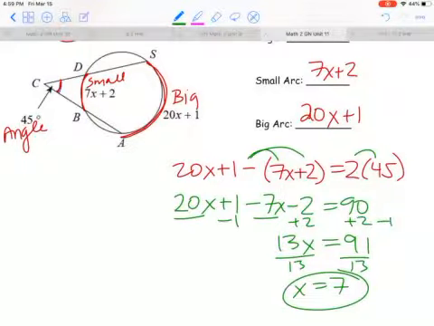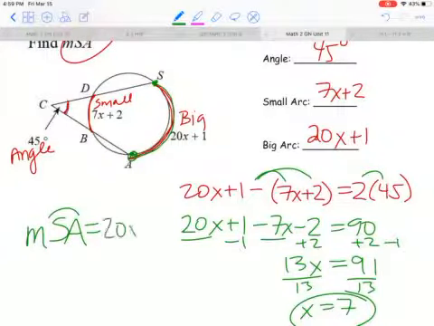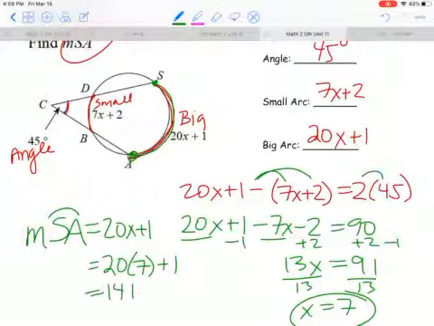And then we're going to plug it back into SA. We want the measure of SA, and it's an arc. So you know that it's going to be around the circle from S, shortest distance to A. So it's that 20x plus 1. So we do that, and you should get 141 degrees.